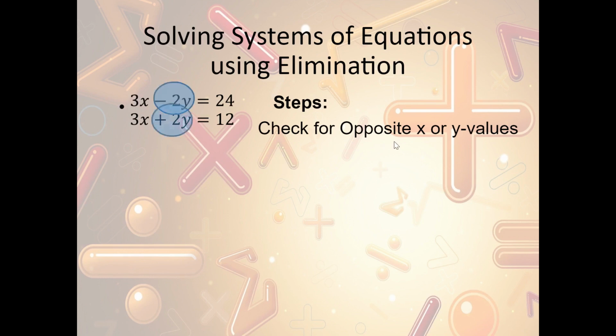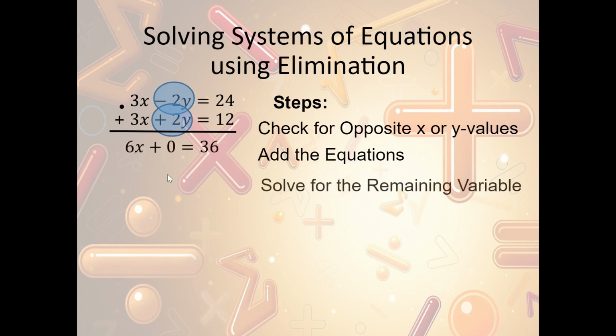So if we have opposite x or y values, we're going to go ahead and add the equations together. So we're going to add the entire equation. So we'll add these up. So we add 3x plus 3x, and we get 6x. -2y and 2y is equal to 0, right? So that's the elimination part. We eliminated the y's. And then 12 plus 24 is 36. So we end up with 6x is equal to 36. Now we're going to solve for x. So 6 is being multiplied by x, so I undo it by dividing. So we divide both sides by 6, and we get x is equal to 36 divided by 6 is 6.